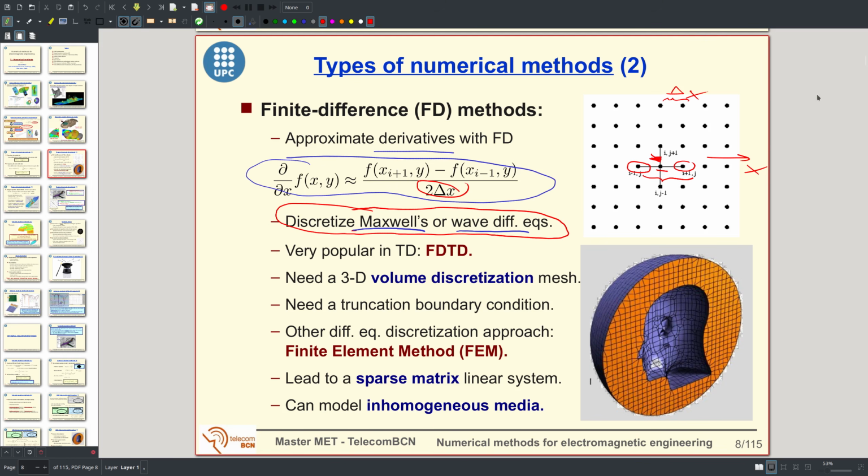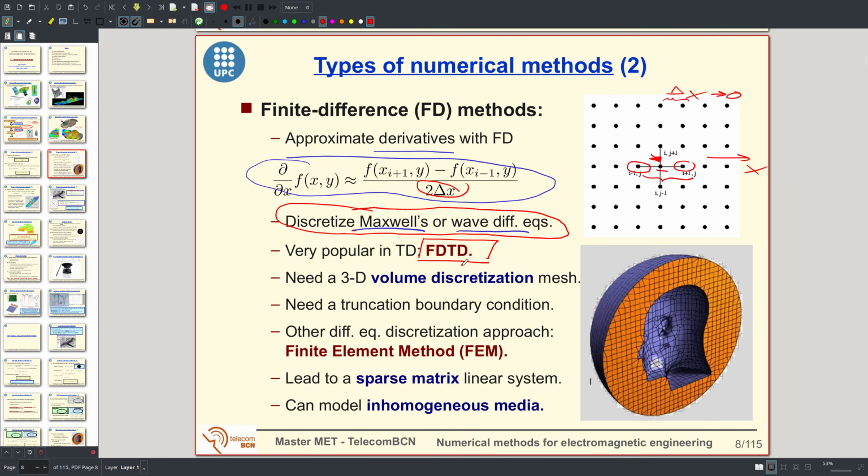The smaller the separation between samples, ideally delta x is very, very small, close to 0, the more accurate the approximation of the derivative with finite differences. Okay? Of course, this can be applied only to methods that have only differential operators, like Maxwell equations and wave equations. Very popular example is FDTD. More about this later in this chapter. We will dedicate a lesson, or a video, to this FDTD method.